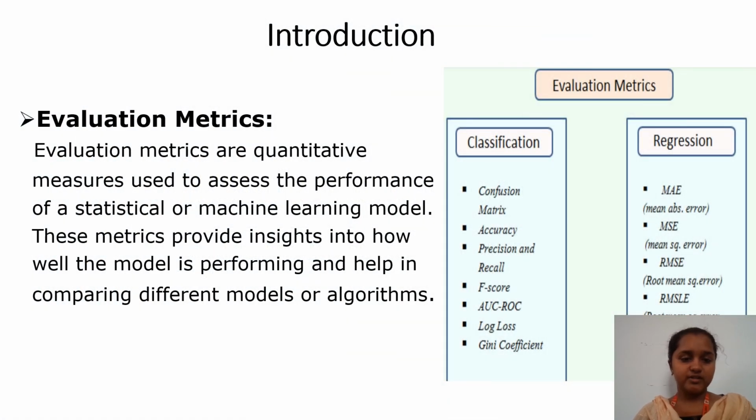Introduction. Evaluation metrics are quantitative measures used to assess the performance of a statistical or machine learning model. These metrics provide insights into how well the model is performing and help in comparing different models or algorithms. Here are the evaluation metrics under classification. Here are the evaluation metrics under regression. In this presentation, I am going to present accuracy, precision, recall, F score, AUC, ROC curve.